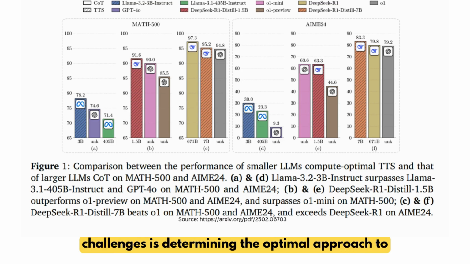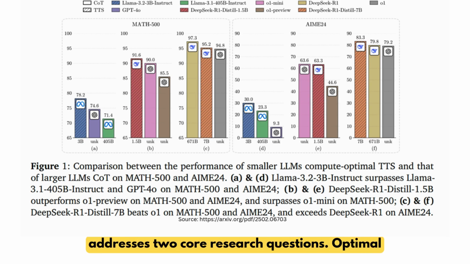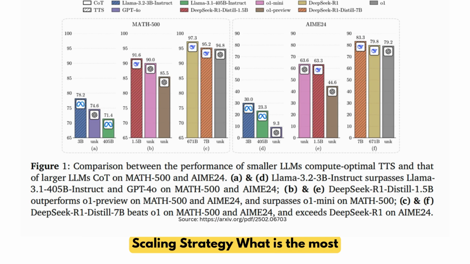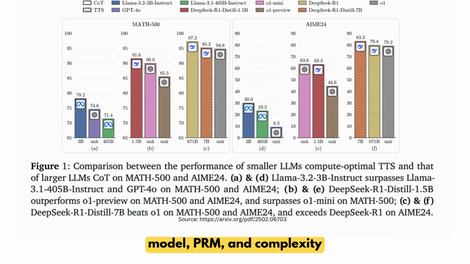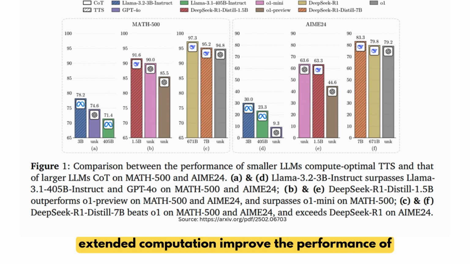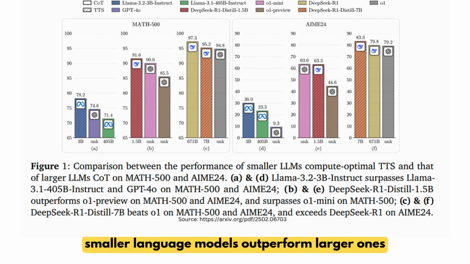One of the primary challenges is determining the optimal approach to scale test time computation across different policy models, process reward models, and problem difficulty levels. This paper addresses two core research questions. Optimal scaling strategy. What is the most effective way to scale test time computation, considering the specific characteristics of the policy model, PRM, and the complexity of the problem? Performance boundaries. To what extent can extended computation improve the performance of LLMs on challenging tasks, and can smaller language models outperform larger ones through this approach?